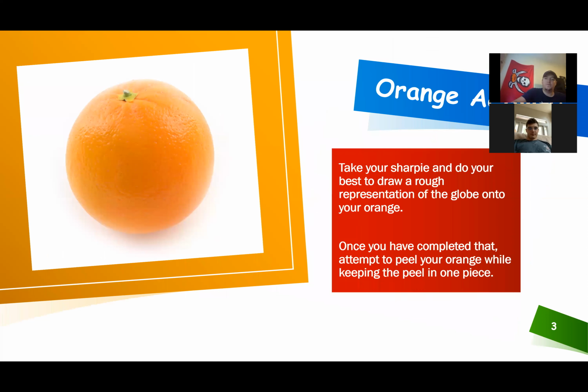Well, the way I'm going to explain this is the orange activity. Obviously, this is over Zoom, so it doesn't work as well. But if we were in person, you would distribute an orange like this to all the kids in the class, and a Sharpie like this. And then you would do your best to take your Sharpie and draw a rough representation of the globe onto your orange.